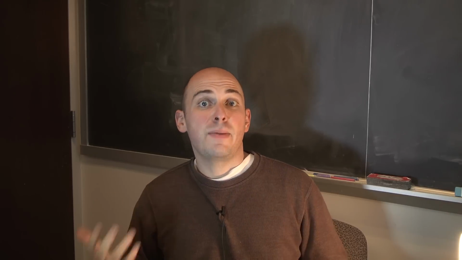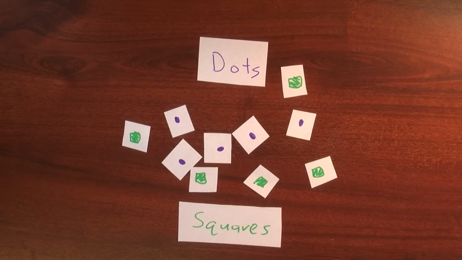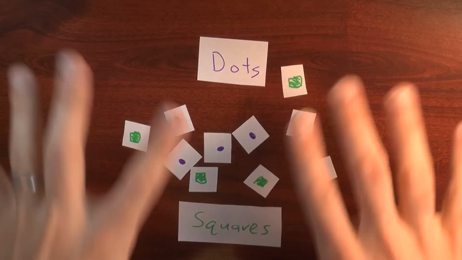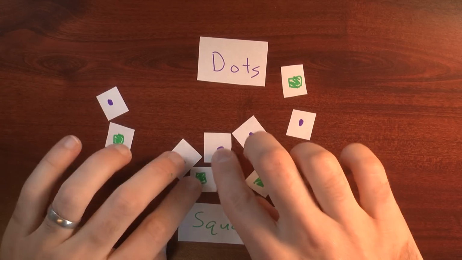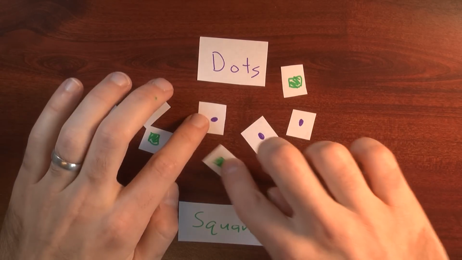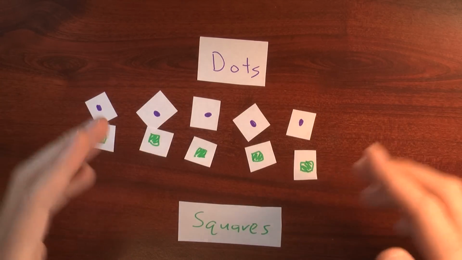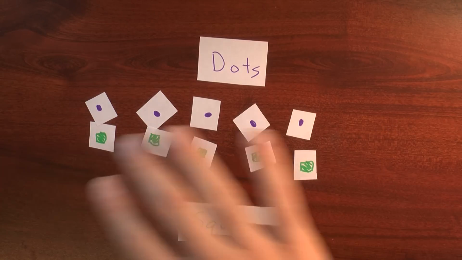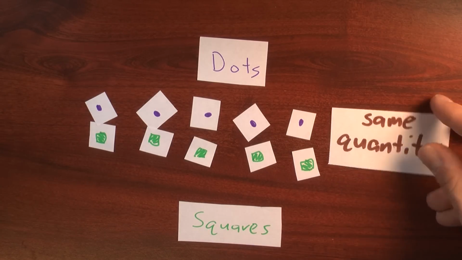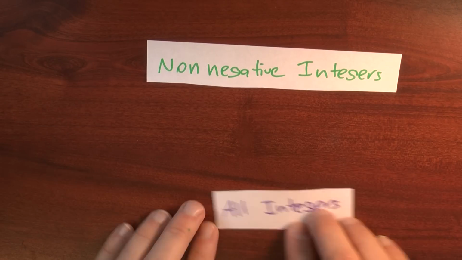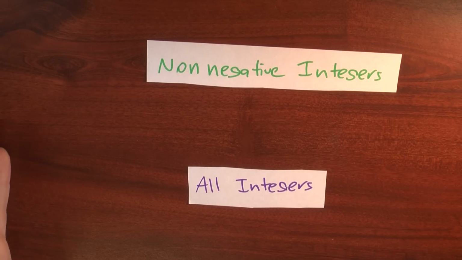There's another way to think about this. To say that I've got the same quantity of dots and squares is really to say that there's some method by which I can pair off the dots and squares so that every square gets a dot and every dot gets a square. And once I've paired them off like this, it's very believable that there's the same quantity of dots and squares. Well, something similar is going on with non-negative integers and all integers.